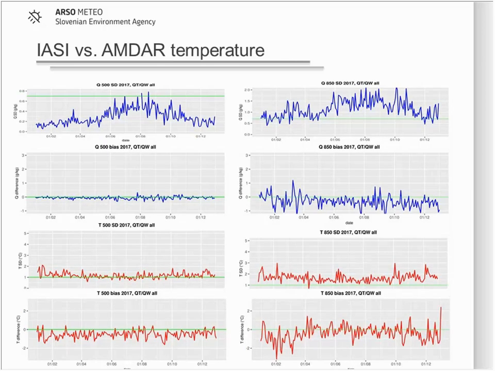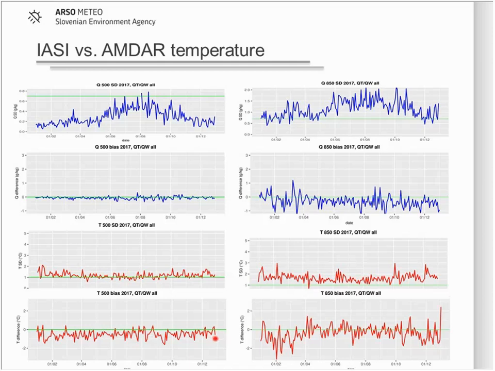My next slide is showing you kind of similar information as before. I'm showing you here temperature in red and specific humidity in blue. Starting here at the bottom, this is the standard deviation, the variability between the two data sets at 500 hectopascals, and this is the bias, so the difference. And we can see that the IASI profiles are a little bit colder.